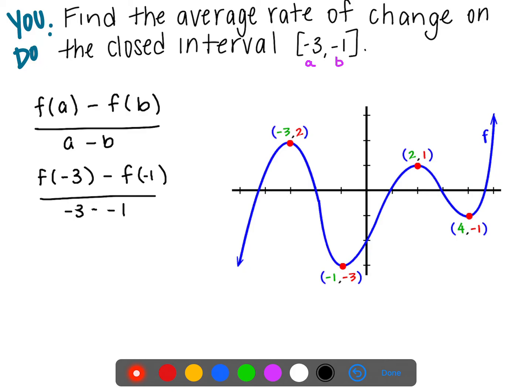Minus a negative is really positive, right? So I can change that to a plus sign. Could you put parentheses around the -1? Absolutely. What is my y value at -3? What's f of -3? 2. What is my y value at -1, or my f of -1? -3.